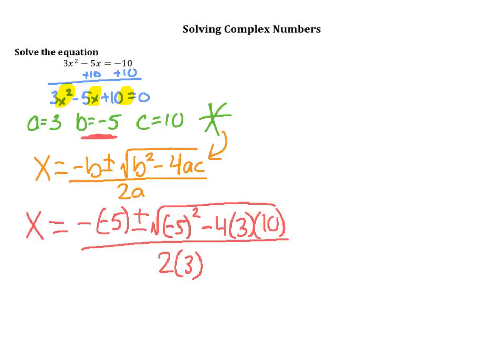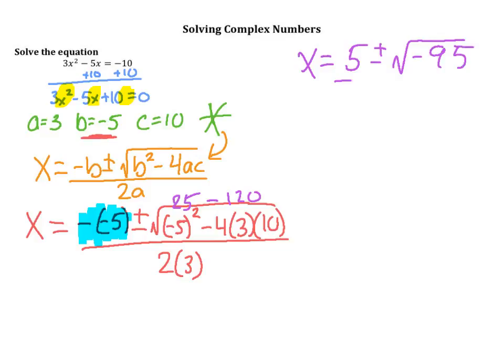To simplify, go from left to right. This first part here says -(-5). That is going to be x equals +5 plus or minus the square root. Now simplify everything in the square root. So 5 squared is going to be 25. And then minus 4ac is going to be -120. I can take that and plug it into my calculator. When I take 25 minus 120, I get -95. And that's going to be over 2 times 3, which is 6.